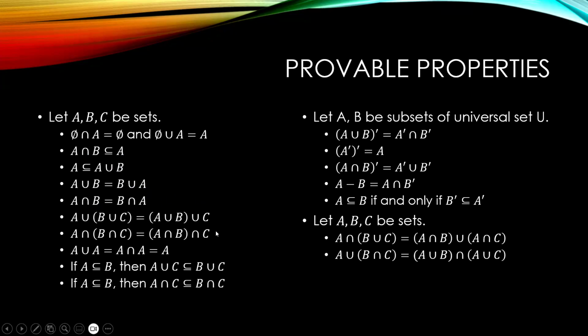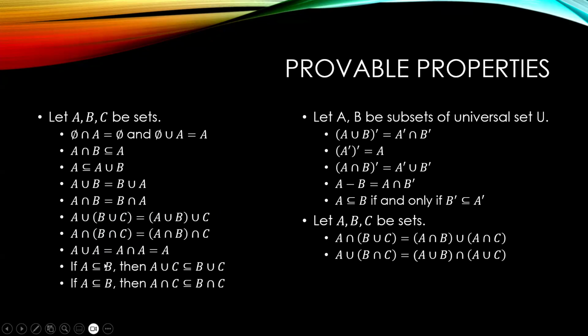And then we have a few which look a little bit more complicated. If you take A and you union it with the union of B and C, then you get the same thing as A union B union C. Essentially, this is saying we can take the union across 3 things. We can take the intersection across 3 things. A union A is equal to A intersect A is equal to A.